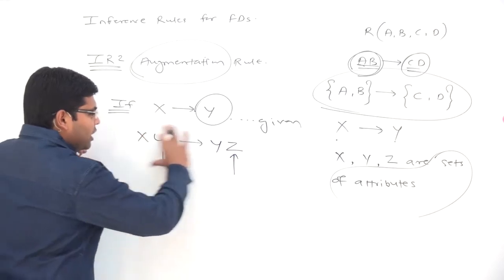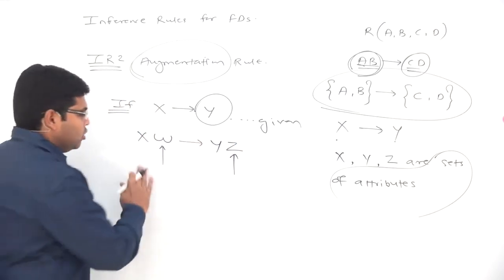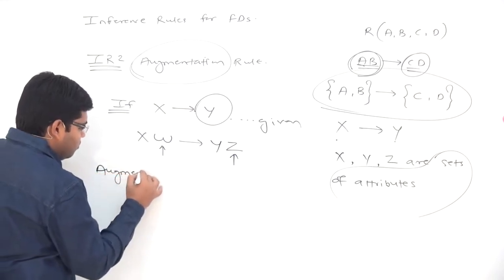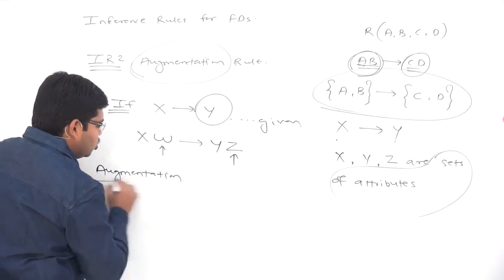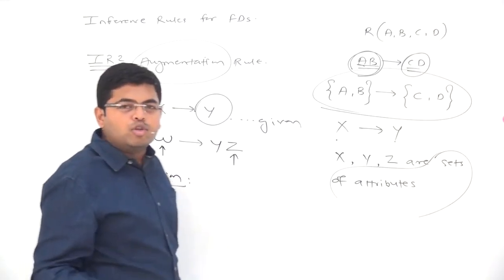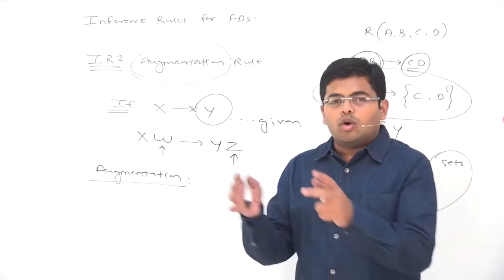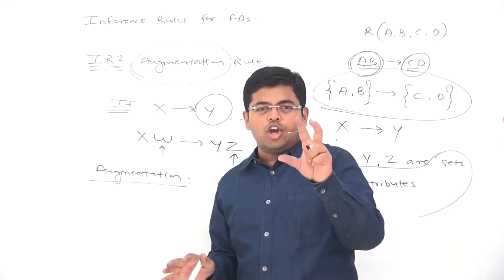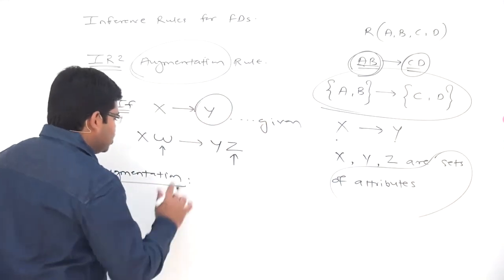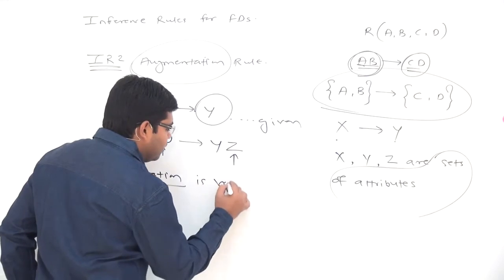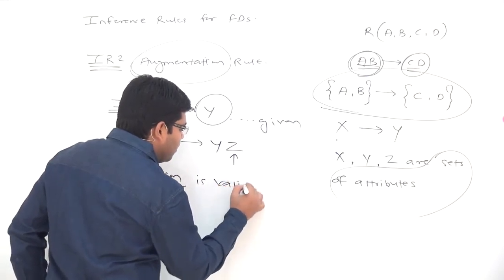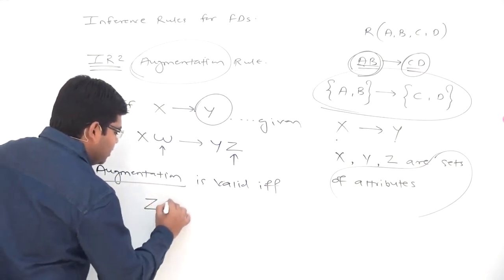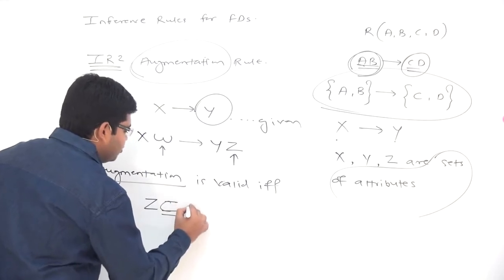Whatever we have done is an augmentation. The simple meaning of augmentation is adding attributes to only the left hand side, only the right hand side, or both the sides. Adding attributes anywhere in the FD will be called as augmentation. However, this augmentation is valid if and only if z is a subset of w.